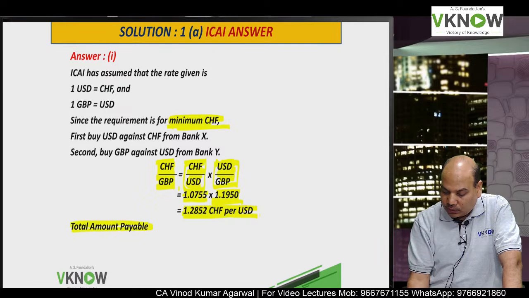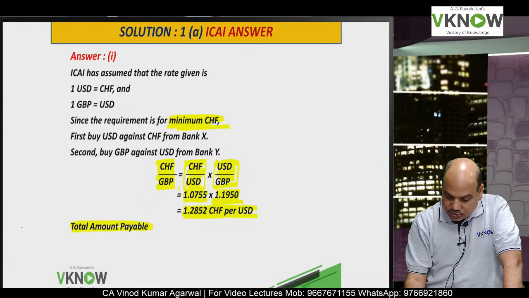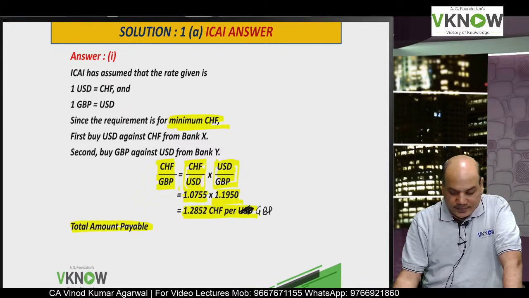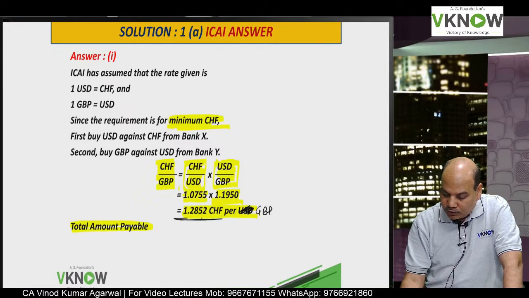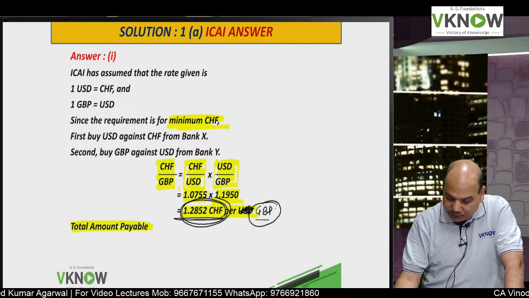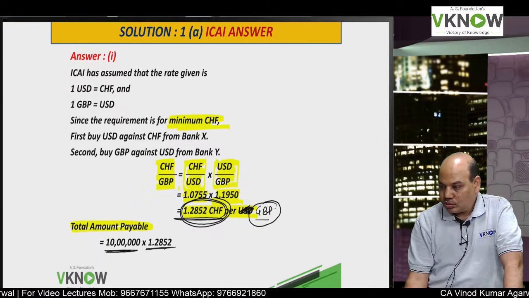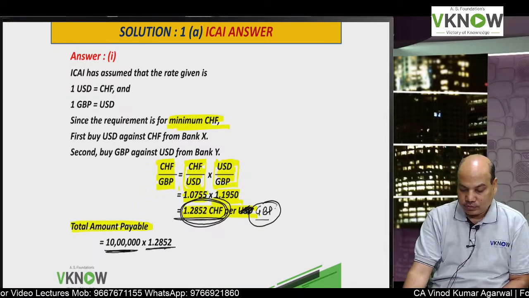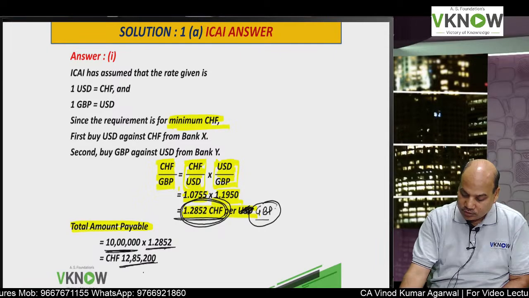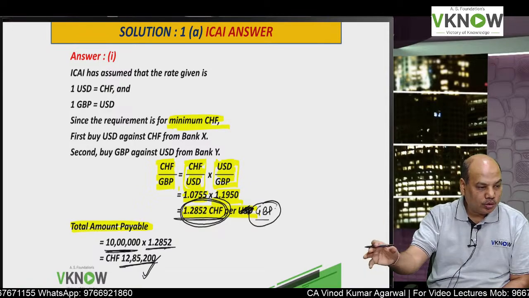So what is the total amount payable for 1 million? There is a small mistake here. It should be CHF per GBP. So what is the amount payable for 1 million GBP? 1 GBP is 1.2852 CHF. So 10 lakh GBP is equal to 10 lakh into 1.2852, 1,285,200. This is your first answer. This is ICI's answer. I have already given my answer, which was very low compared to this.